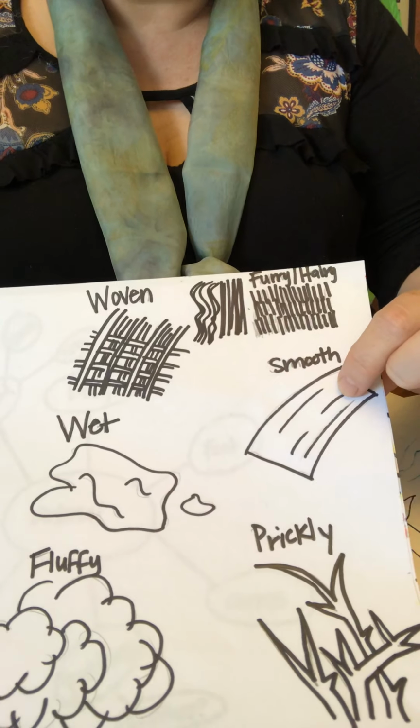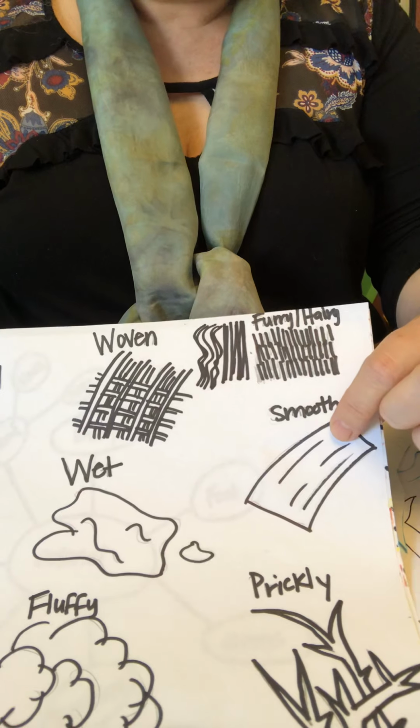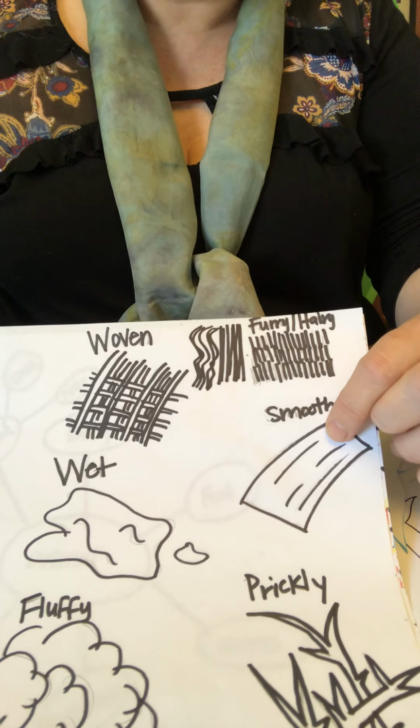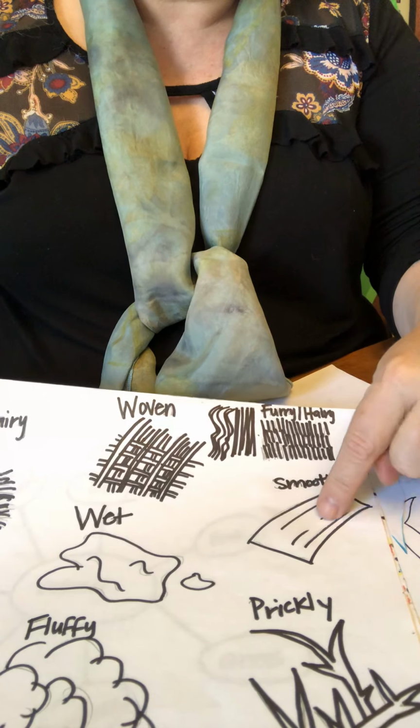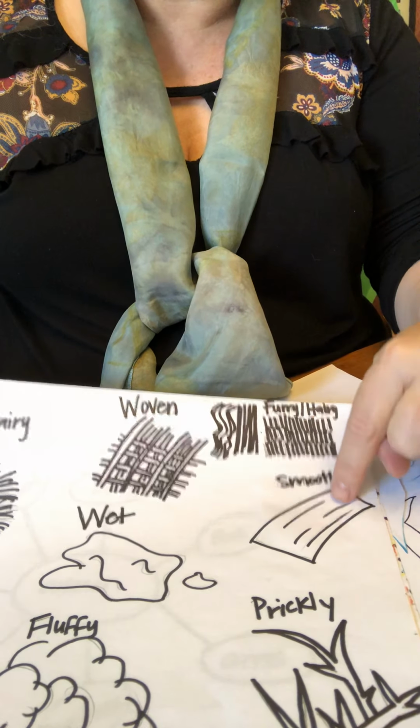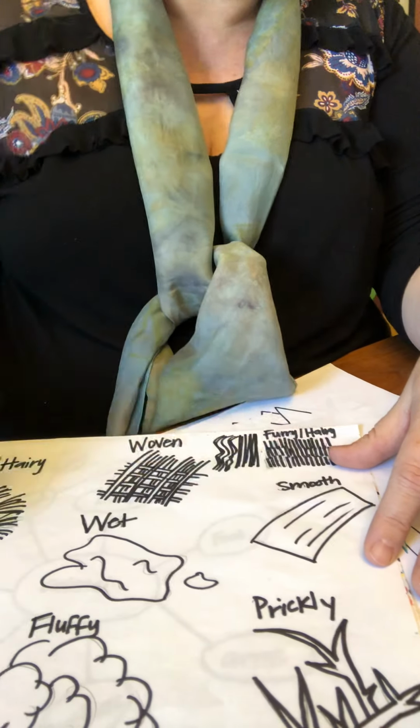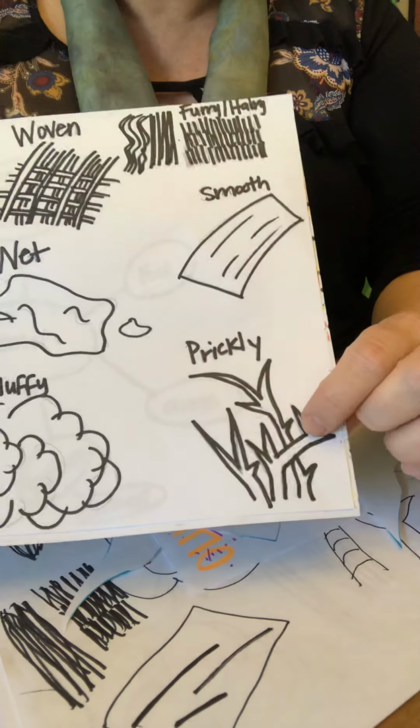The next one is smooth. So you'll draw whatever shape that you want your animal to be, and on this one you'll notice that the lines are straight. So on wet, they were in a wave and they were wiggly, but on smooth, they're going straight across. And the last one is prickly.